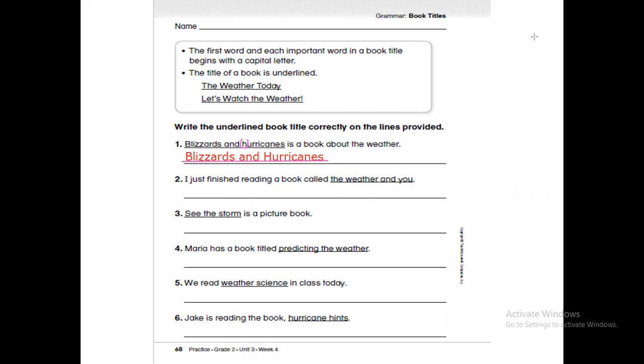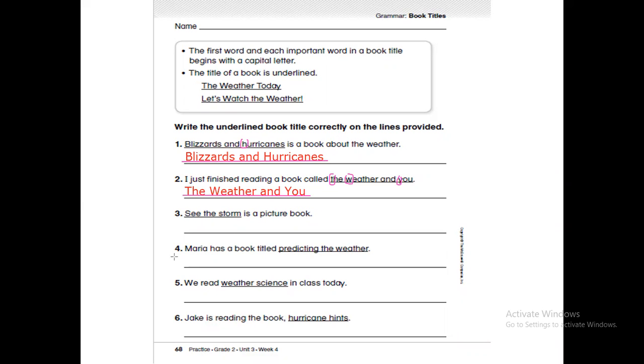I just finished reading a book called The Weather and You. We must capitalize the first word, even if it's not an important word, okay? We're going to capitalize weather. We will not capitalize and. You will capitalize you. So we write it here: The Weather and You. We must capitalize the word you. Don't forget to underline the title of the book.